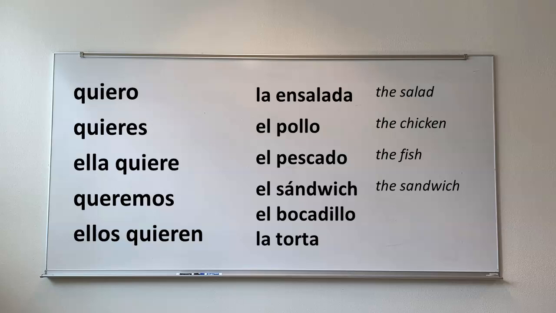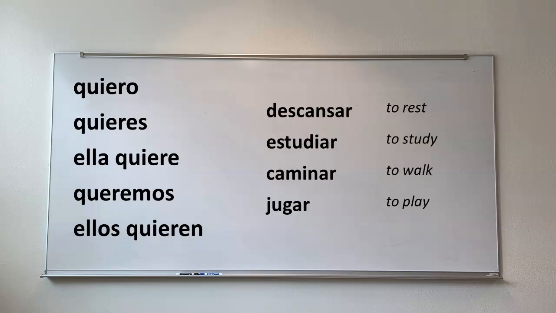Querer is a very useful verb in Spanish because you can express a lot of ideas with it. So you can say that you want something. You can also say that you want to do something. So instead of a noun here, we can also use some infinitives, some verbs. So for example, if I want to say, I want to rest, I would say quiero descansar. I want to study, quiero estudiar. I want to walk, quiero caminar. I want to play, quiero jugar. Quieres, you want. You want to rest, quieres descansar. You want to study, quieres estudiar. You want to walk, quieres caminar. You want to play, quieres jugar.